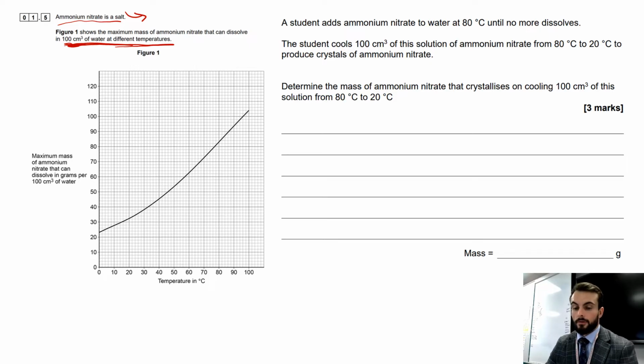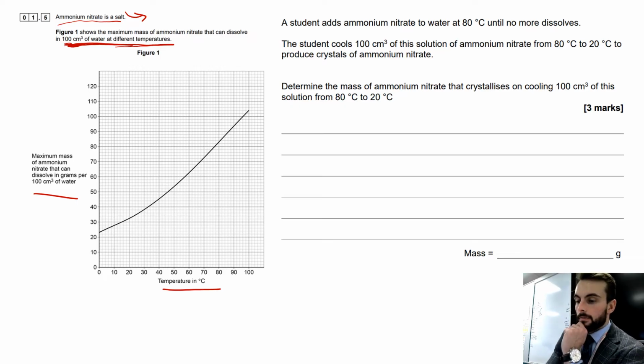So you can try that at home. You can put a bit of salt in water and then make it warmer. You'll be able to dissolve more in it. Something to do. Along the bottom it says temperature. Along the side is the maximum mass of ammonium nitrate that will dissolve in 100 centimeters cubed of water at whatever temperature it is.